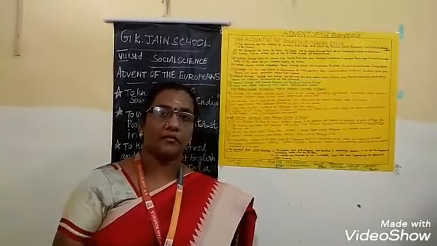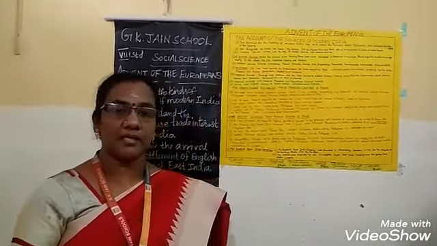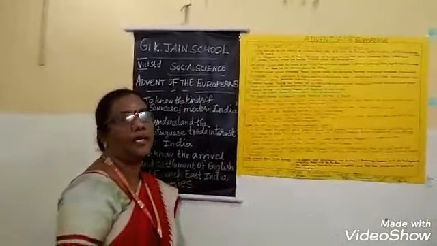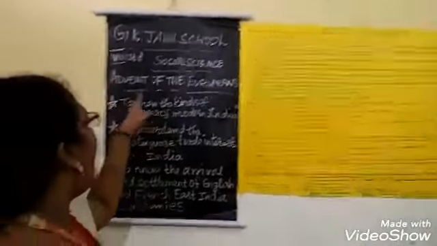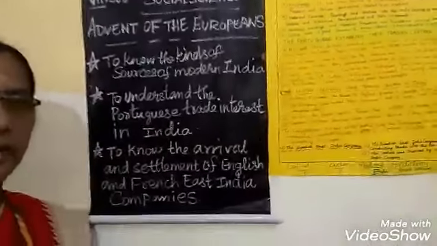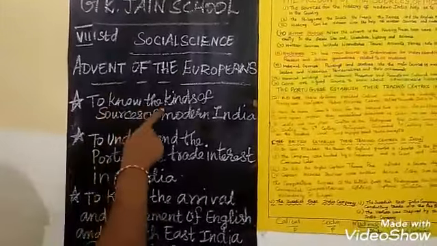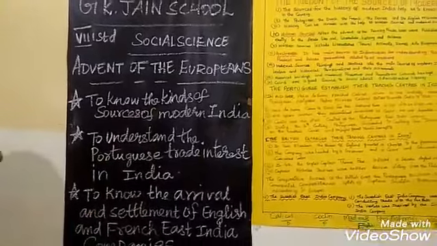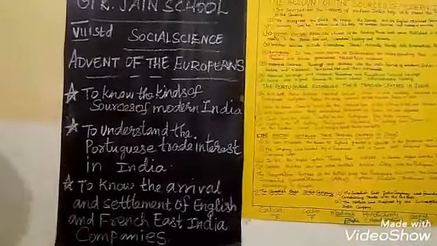Today I teach the lesson for 8th standard social science, history lesson number 1. The lesson name is Advent of the Europeans. In this lesson, to know the kinds and sources of modern India.